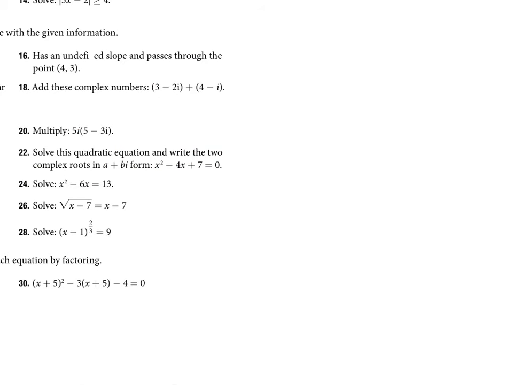Number 16, find the equation of the line that has an undefined slope and passes through the point 4, 3. Undefined slope goes with a vertical line. A vertical line has the equation x equals a number. Since our point is 4, 3, x is going to be the x value, which is 4. So x equals 4 is the equation for that line.